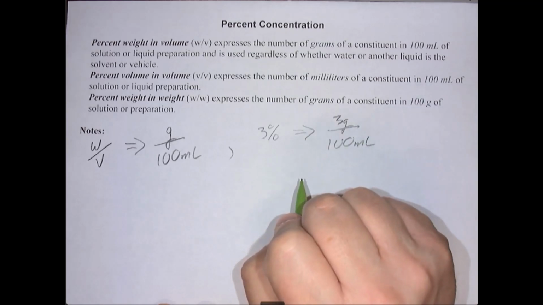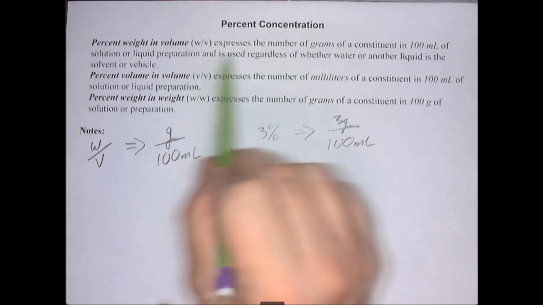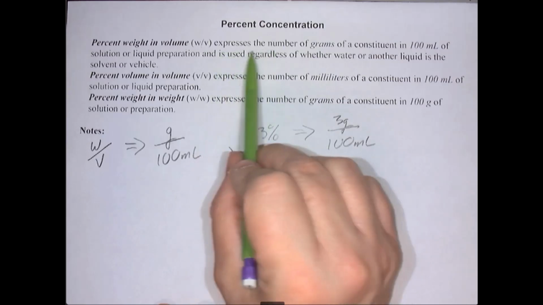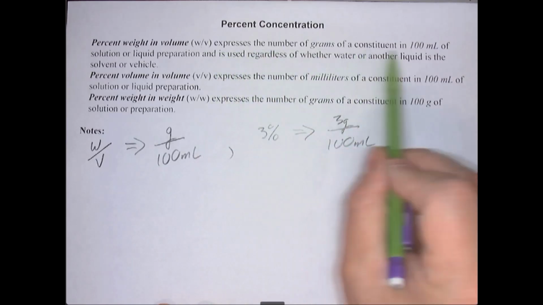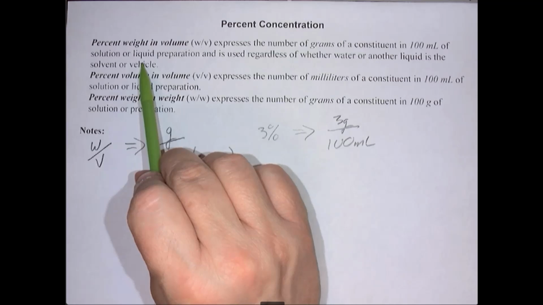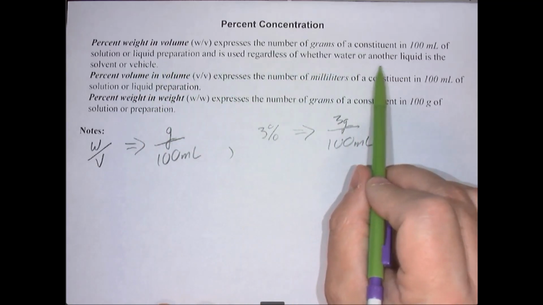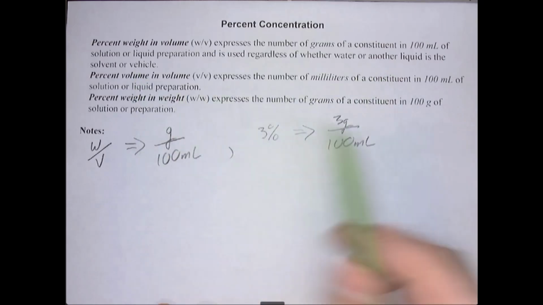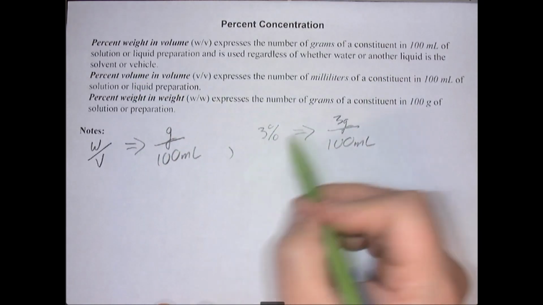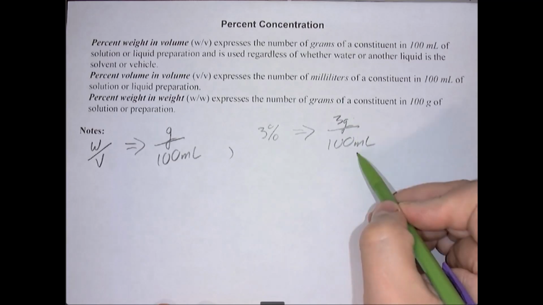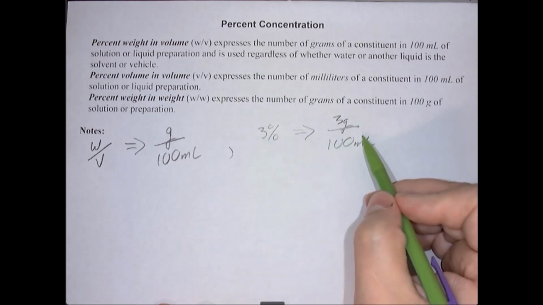Okay? And up here in our notes it says weight to volume, so it expresses the number of grams of constituent in 100 milliliters of solution or liquid preparation, and is used regardless of whether water or another liquid is the solvent or vehicle. Okay, so again, 3%, for example, would be 3 grams for every 100 milliliters. That's how you would translate that.